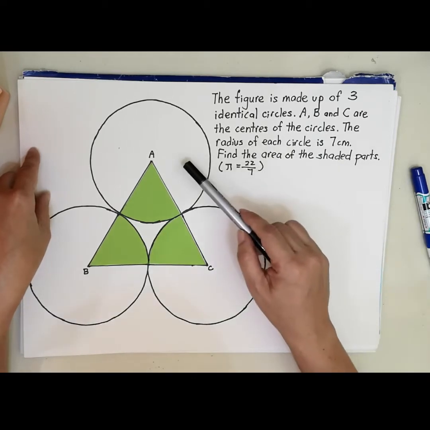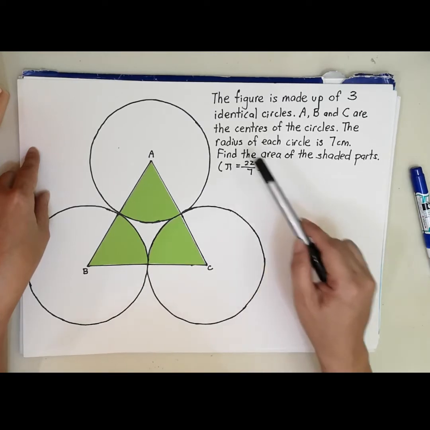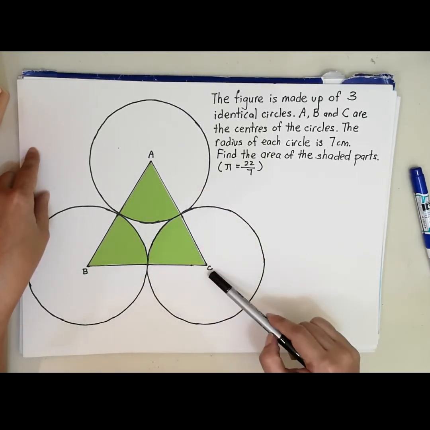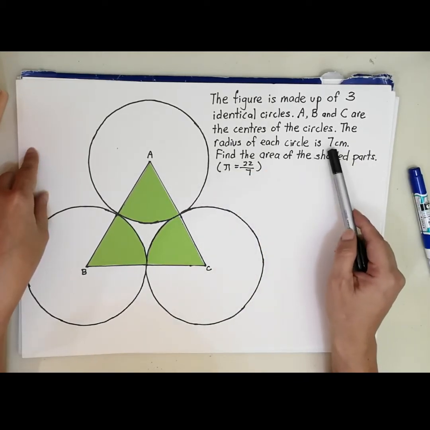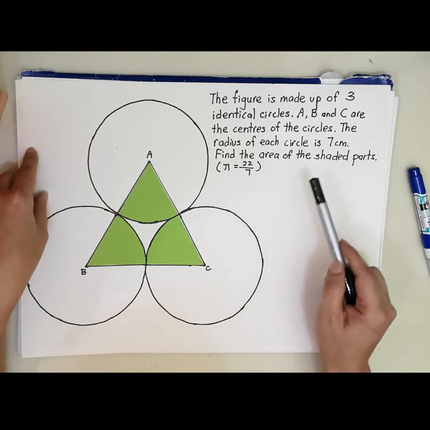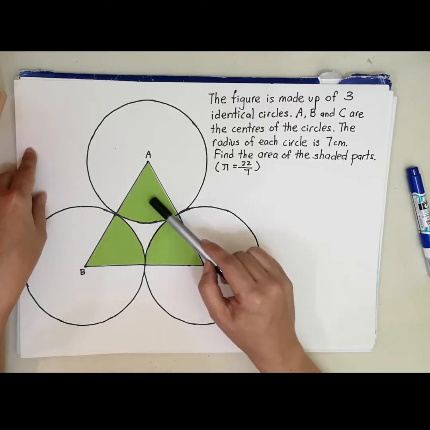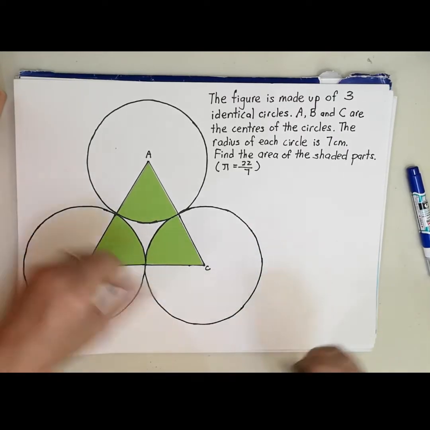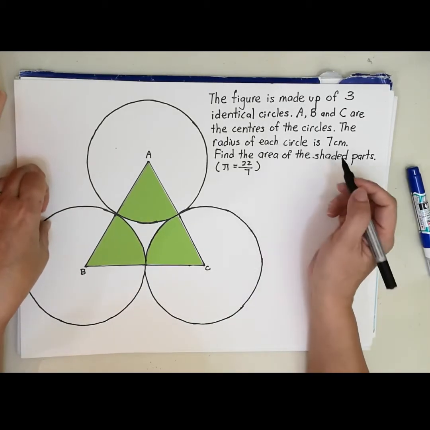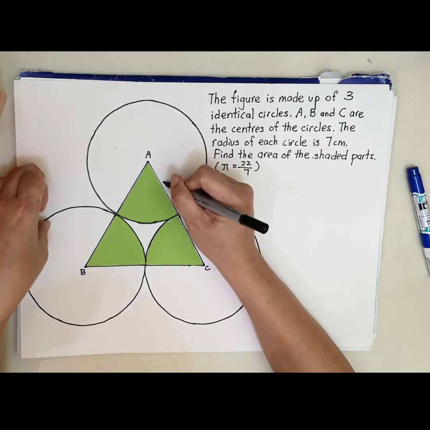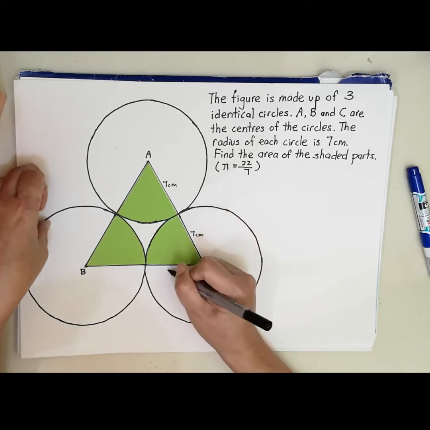In this example, we have a figure that is made up of 3 identical circles. A, B, and C are the centers of the circles, and each circle has a radius of 7 centimeters. We have to find the total area of the 3 shaded parts here. Let us see how we are going to work out this problem. The radius of each circle is 7 centimeters, so let me indicate it in the figure. So this is 7 centimeters each.